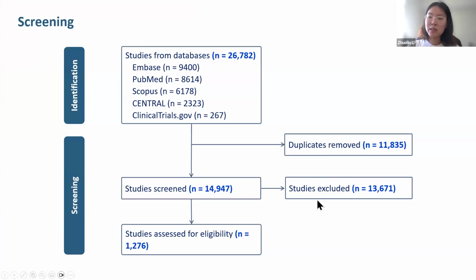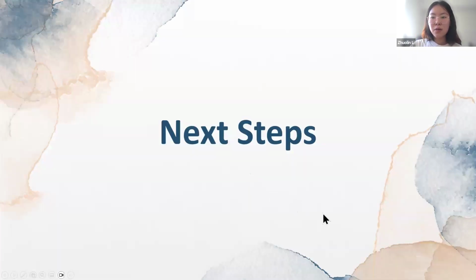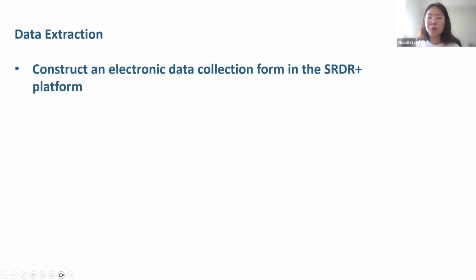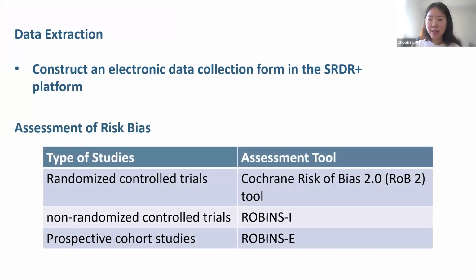We already conducted a comprehensive search across 5 databases and got over 20,000 studies. After removing duplicates, around 15,000 studies remained. At present, we have completed the title and abstract screening, and 1,276 studies have been identified for further analysis of eligibility. Our next steps involve continuing the full text screening, extracting the data from the included studies, as well as assessing the risk of bias using validated tools.